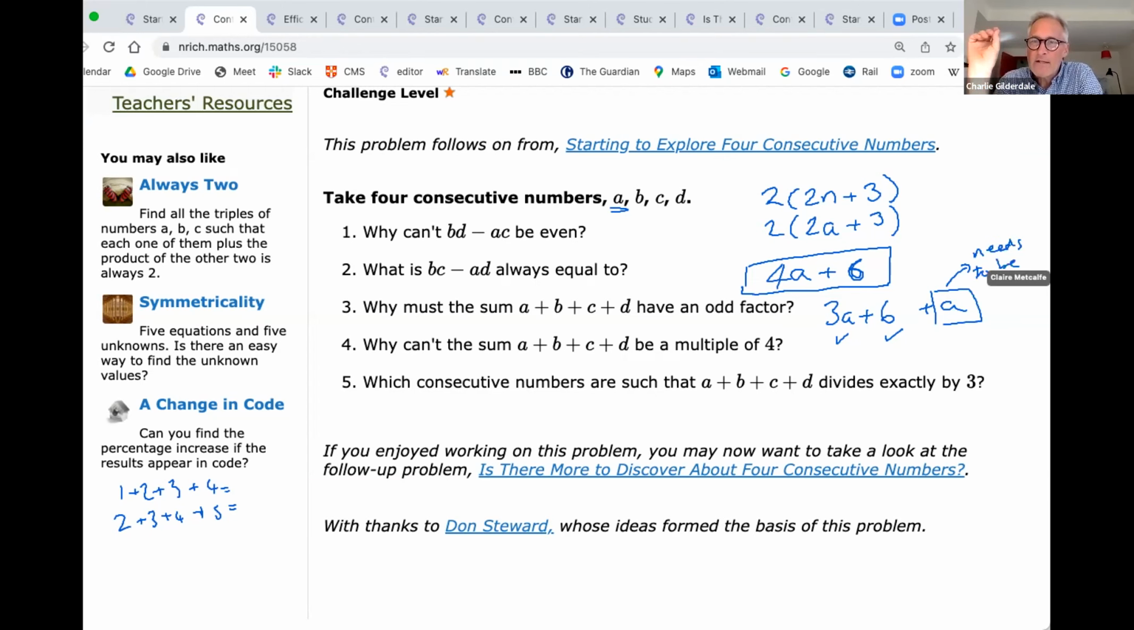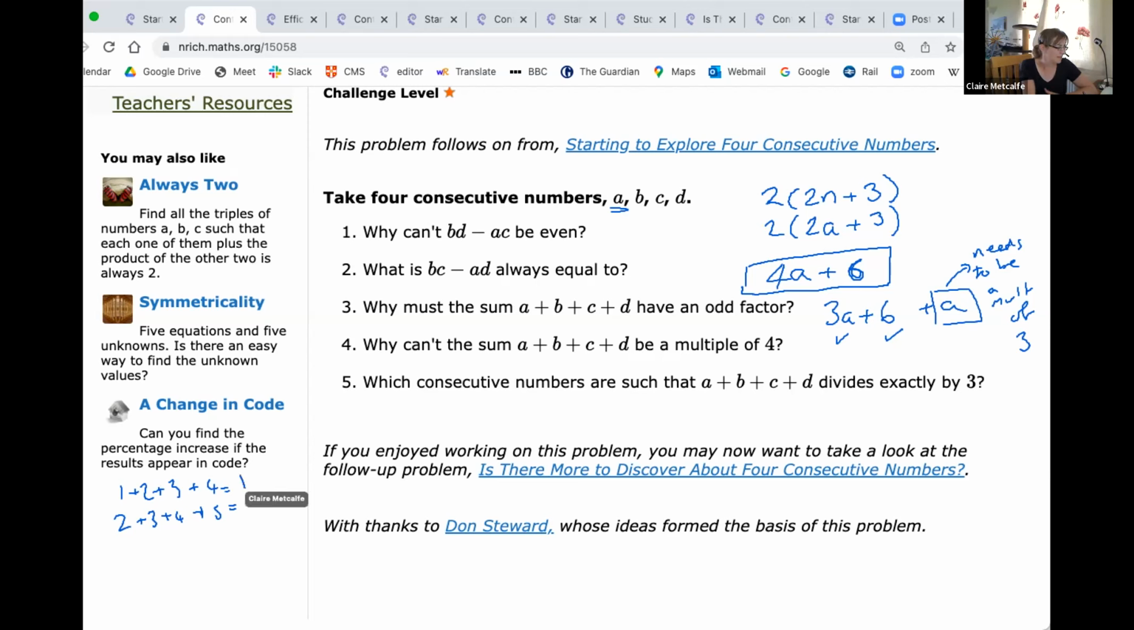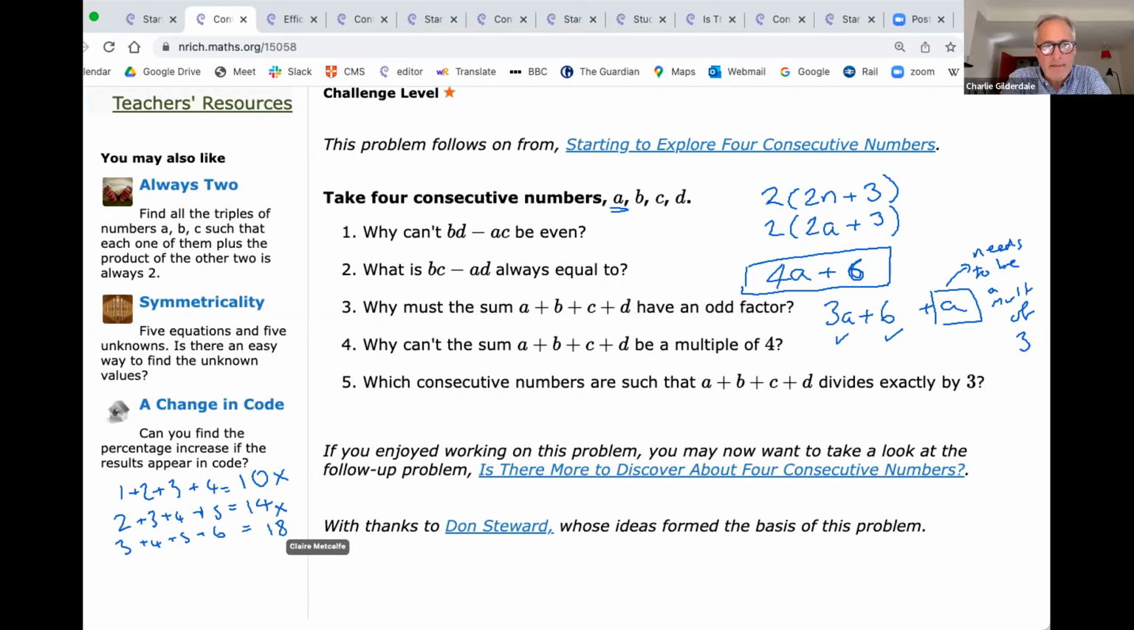So if the first number is a multiple of 3, then the sum of the 4 is going to be a multiple of 3. And taking some of the things that you mentioned earlier, 1 plus 2 plus 3 plus 4 is 10, which is not a multiple of 3. 2 plus 3 plus 4 plus 5, that is 14, I think. Yeah. And then 3 plus 4 plus 5 plus 6 is 18. And the first number is a multiple of 3.